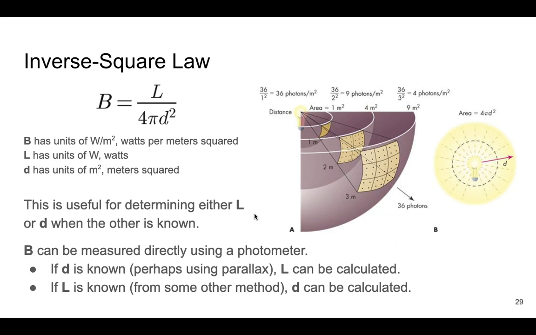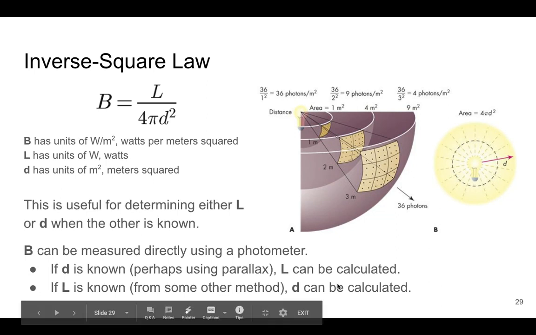But yeah, you can measure the star's brightness. And if you have some clever way of figuring out what its luminosity actually is, then you can figure out what its distance is. Very useful if its distance is too great to be measured using parallax.